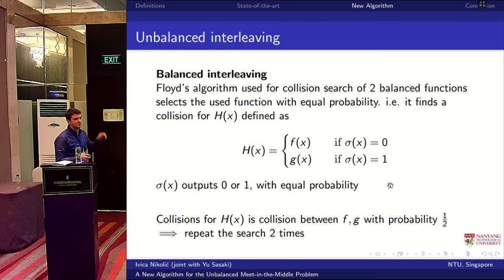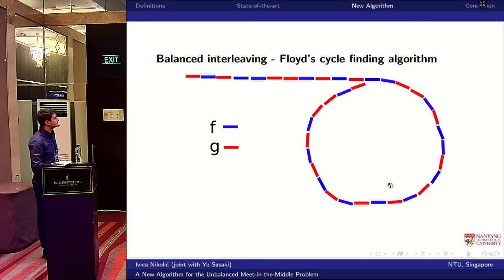And then we run Floyd for this function h of x, we find a collision. And after finding a collision, we check if it's a collision between ff or fg or gf or gg. So in half of the cases, it's the good collision that we are looking for. So if it's a bad collision, we have to repeat the search. On average, we have to repeat the search only twice.